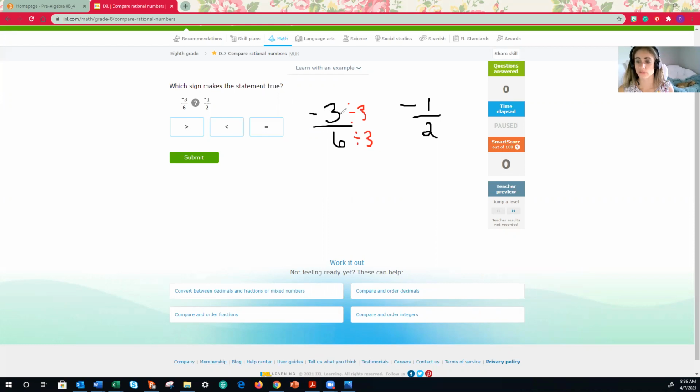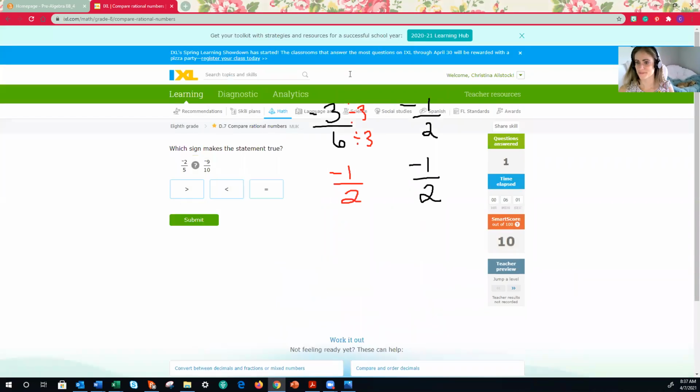All right, -3 divided by 3 is -1. 6 divided by 3 is 2. Now I have like denominators. They both have a denominator of 2, which means I can easily and accurately compare them. Well, this one's kind of a no-brainer. They're the same number, which means these two fractions are equivalent. They are equal. Yay, perfect.